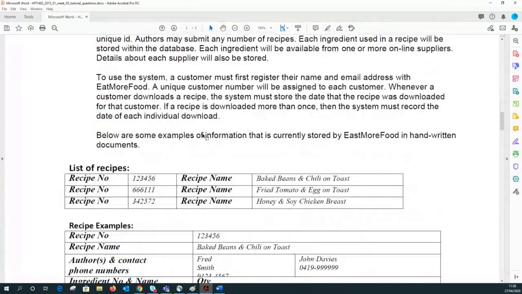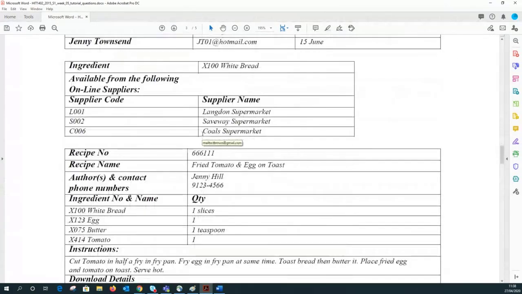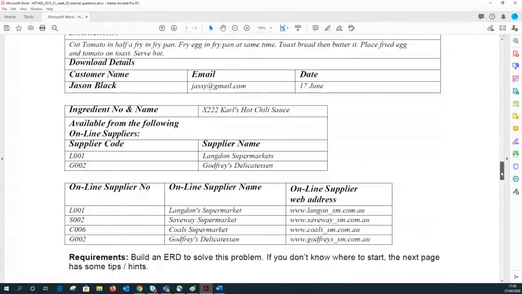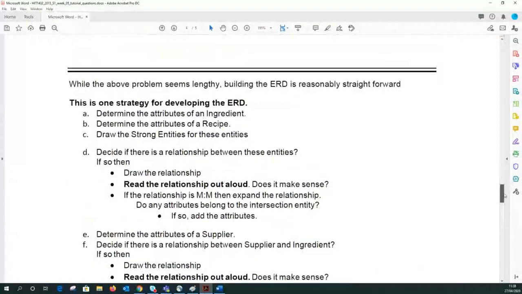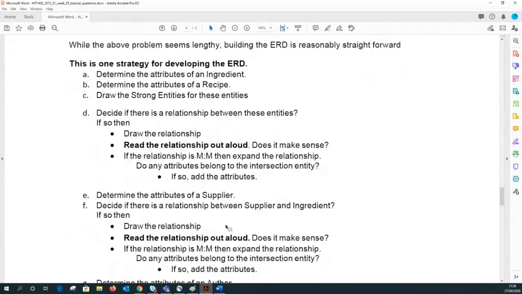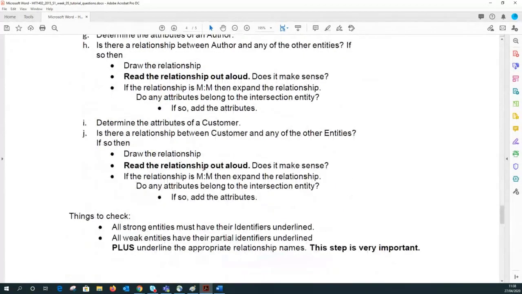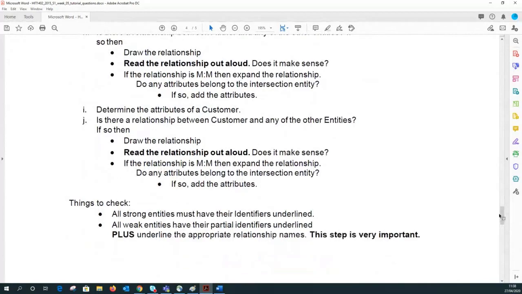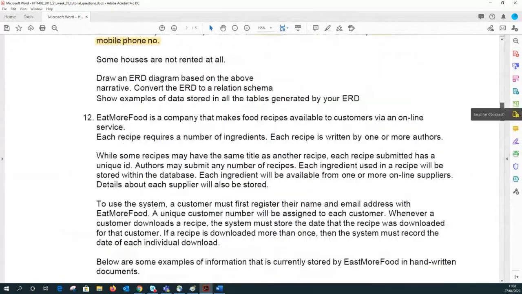So now we have another question. Now this question looks a little longer. And then after that, I have actually given a step by step again, reminding you the steps that you can adapt to do the entity relationship diagram. So I'm not going to do that now. Let's go through this question number 12.